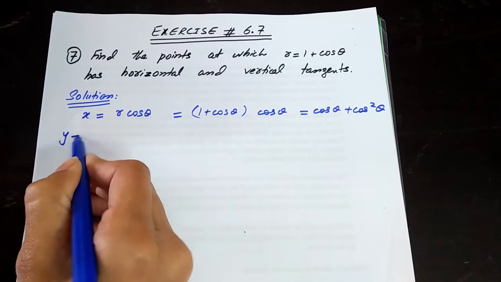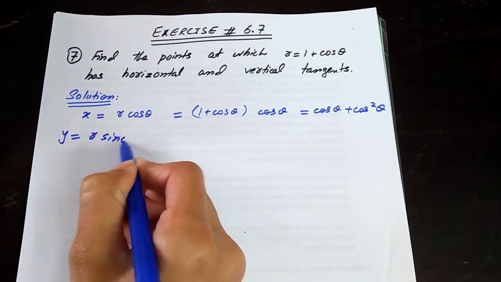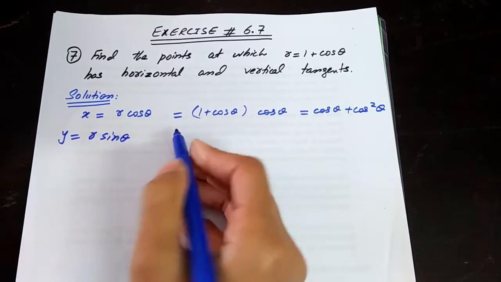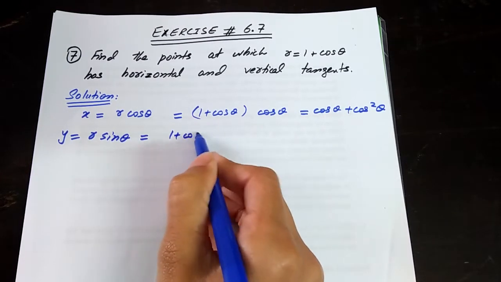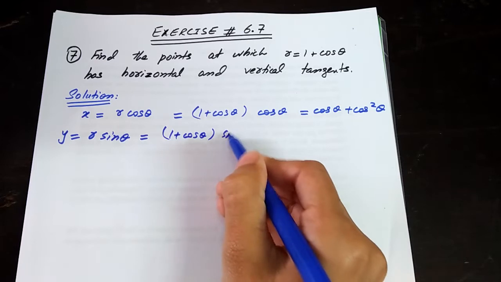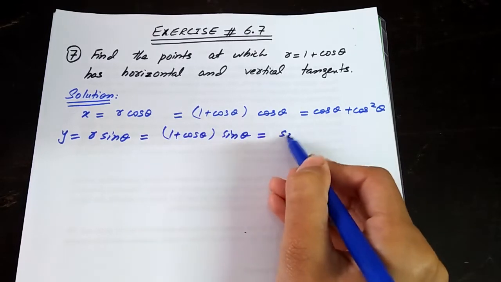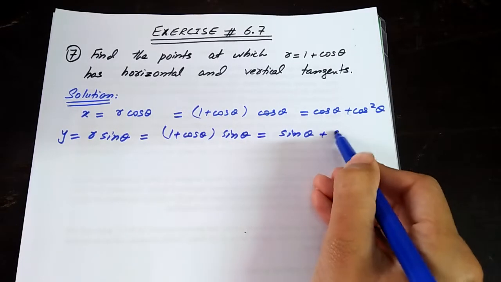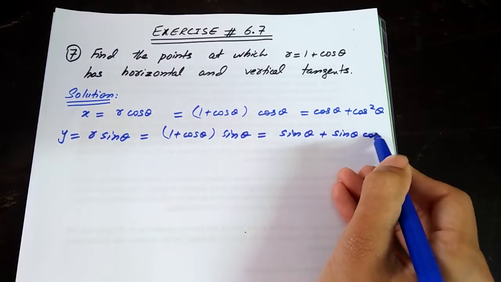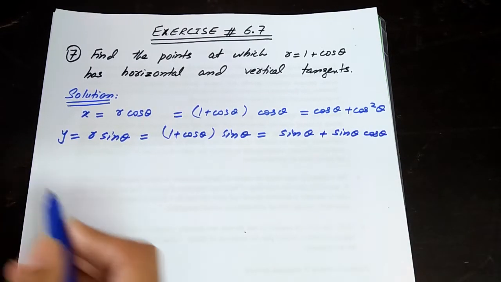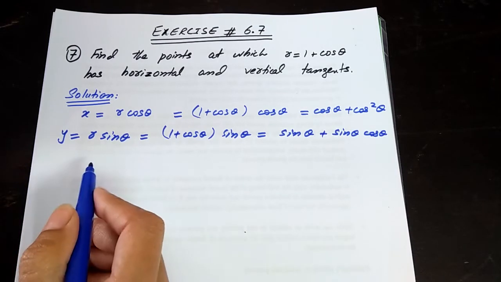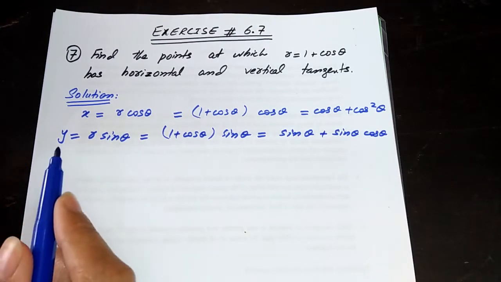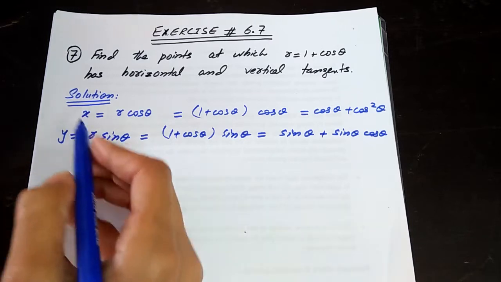Now y equals r sine theta. These are the parametric equations basically. r sine theta is 1 plus cos theta times sine theta, so y equals sine theta plus sine theta cos theta. Now we need to find dy by dx, and for finding dy by dx, we need dx.